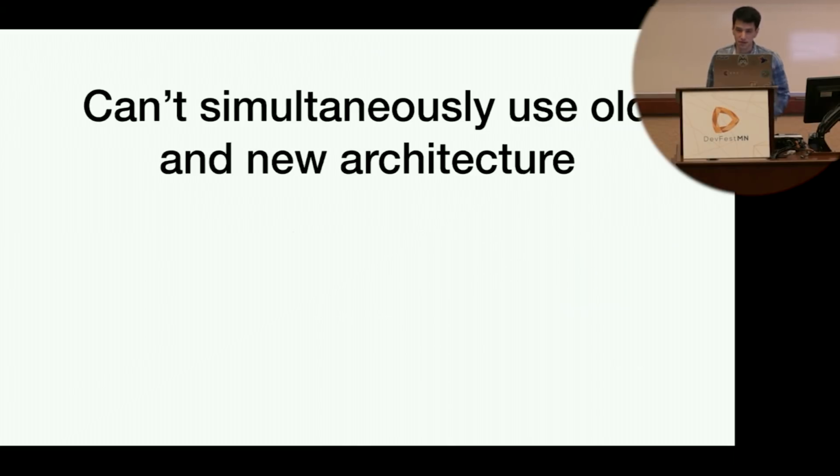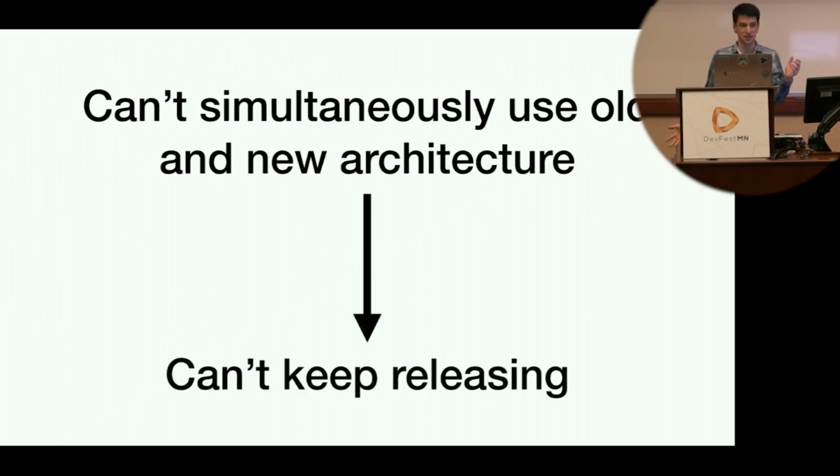And so this all hinges on one key observation: if what you're doing means that you cannot simultaneously use both the old architecture and the new architecture, that's the situation where you can't keep releasing. Because the moment you introduce your new architecture, the old architecture is all broken, and that's the reason you have to stop the world for so long in order to adapt it.